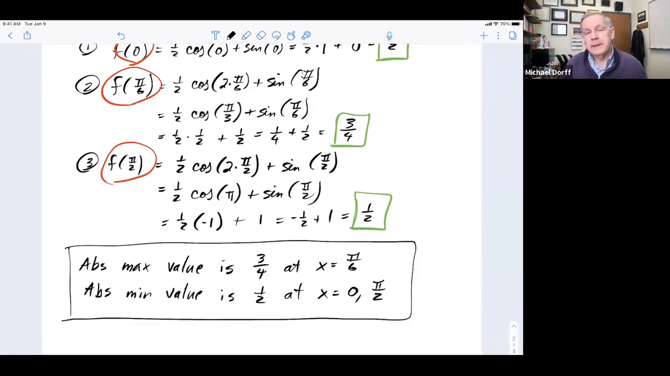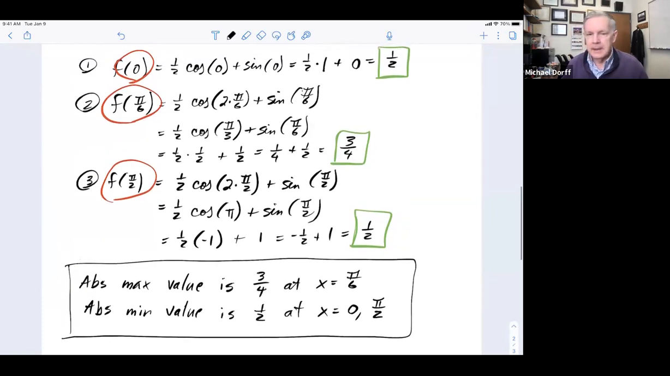All right, and remember the absolute max value and absolute min values are the y values. So those are the things in the green boxes, while they occur at the x values like pi over 6 and x equals 0 and pi over 2. Hope that helps.